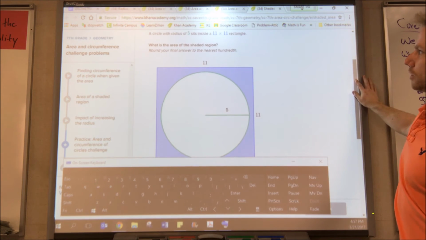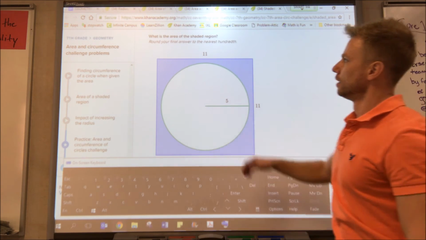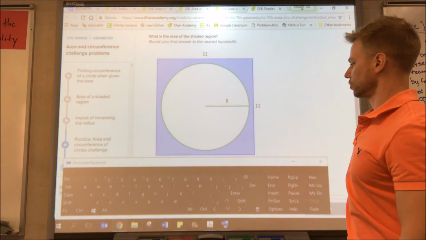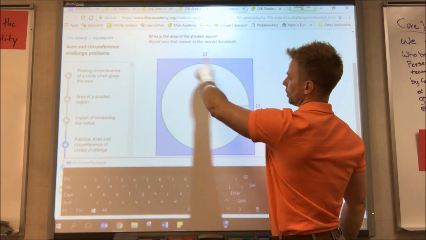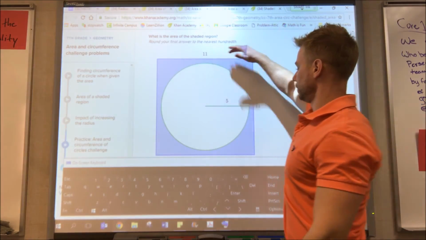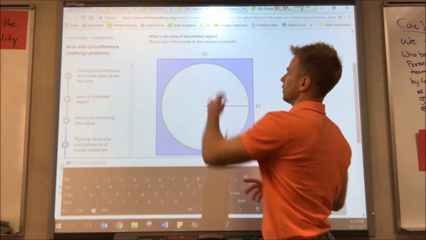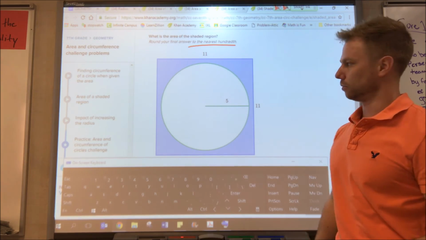Okay, the first one was easier because it was rectangles. Now we have a circle and a square. It says, what is the shaded area of the shaded region? So again, we're going to find the area of the big square. We're going to subtract the area of the circle. And it says our answer should be to the nearest hundredth. So we're going to use 3.14 this time, not just the pi symbol.